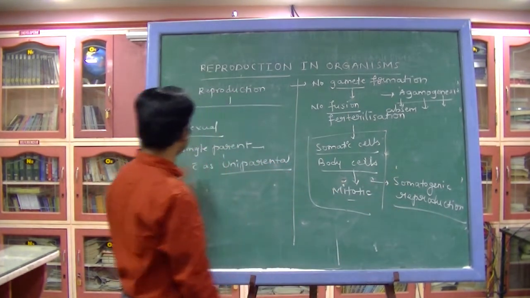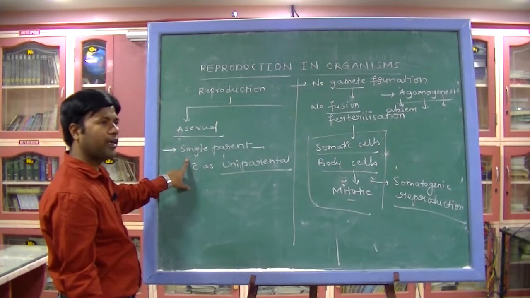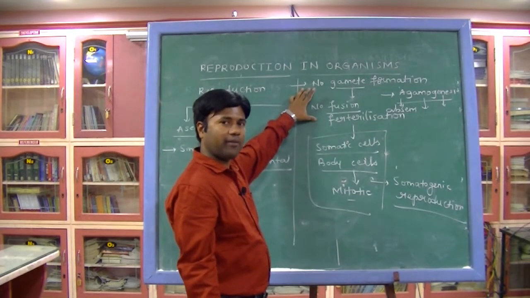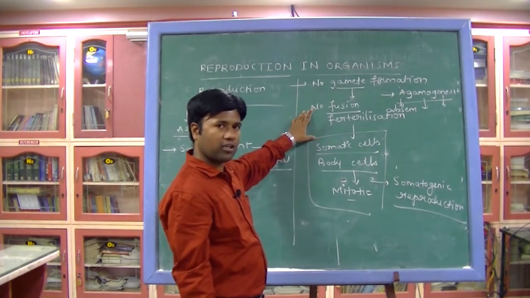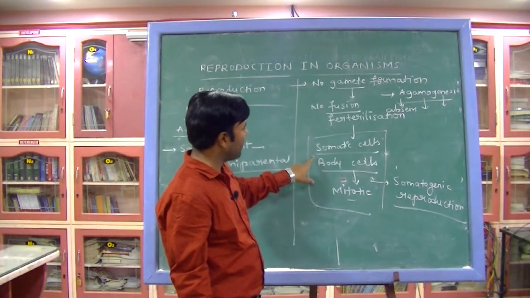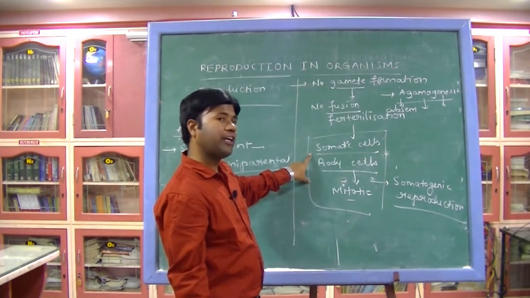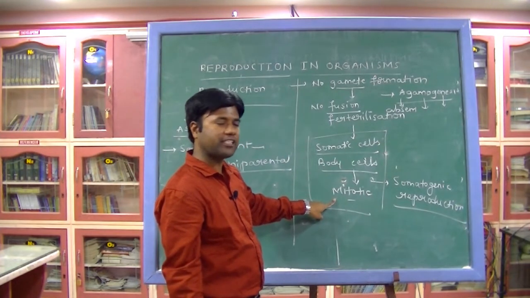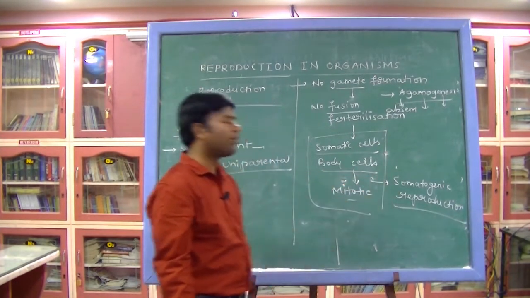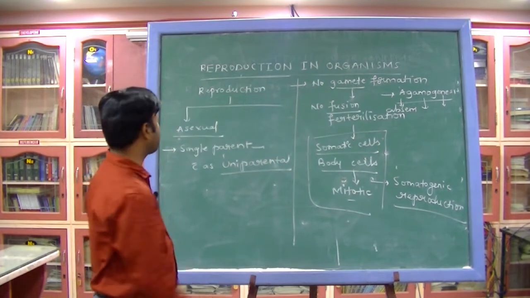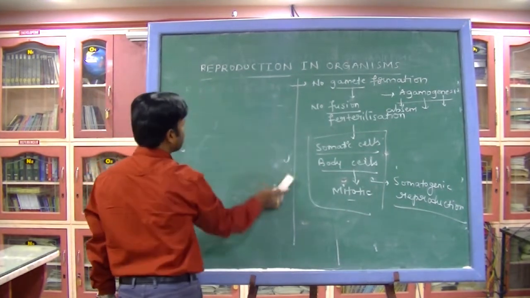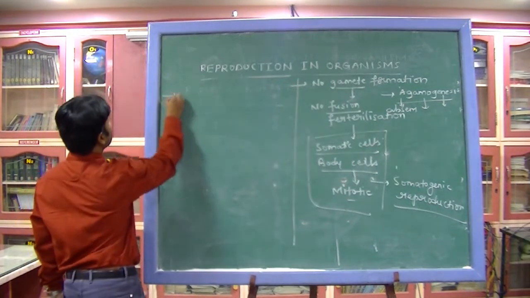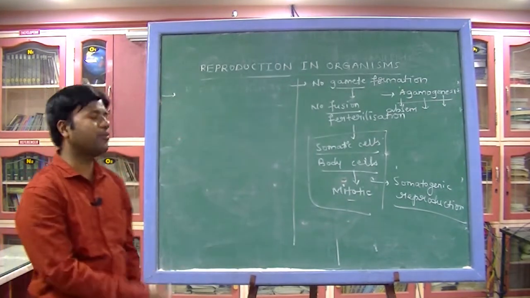So, got it? All of you, asexual reproduction, first, is single parent and uniparental. Second, there is no formation of the gamete, fusion of the gamete, and fertilization also will not take place, and somatic cells, also called body cells, are involved, and mitotic cell division is taking place. That is the reason why it is called somatogenic reproduction. Then after, continuation of asexual reproduction, the next point.